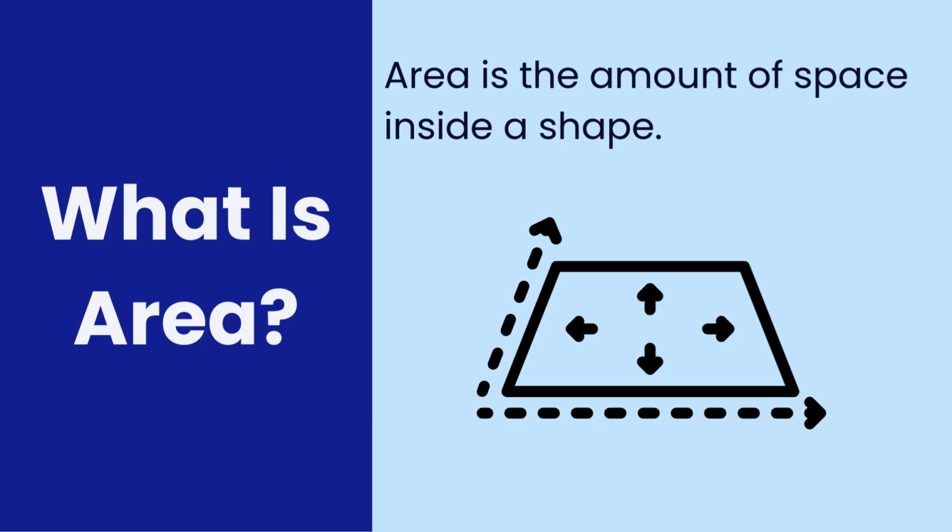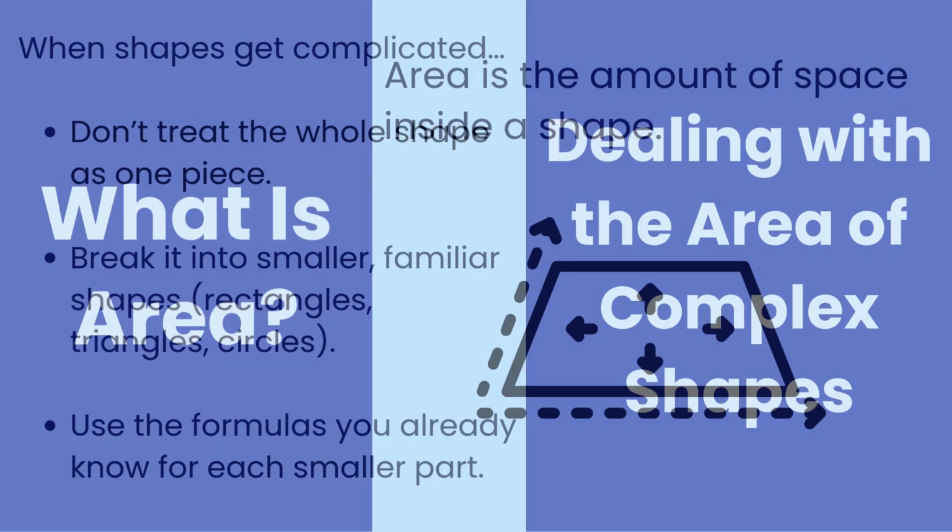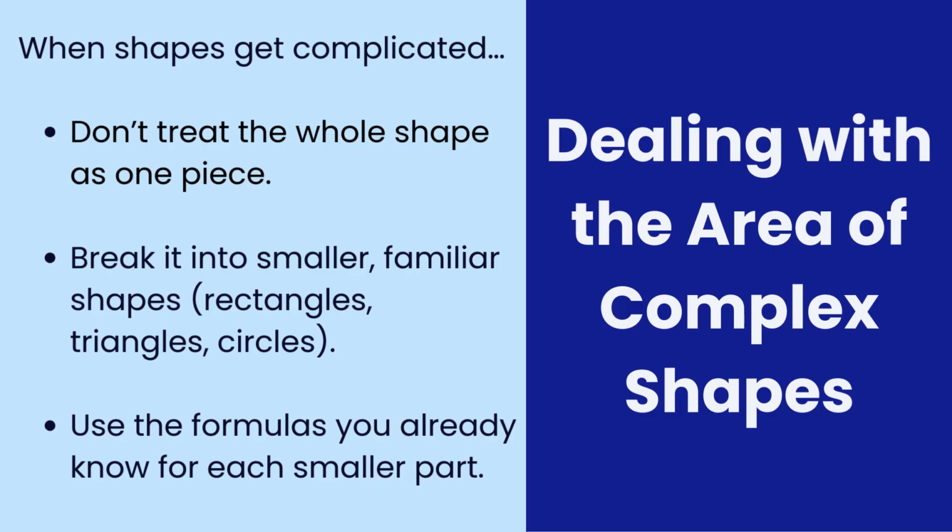Area is the amount of space inside a shape. Whenever we find area, our goal is to measure how much 2D space the shape covers on the inside. When a shape gets complicated, trying to use just one formula won't work. Instead, the smart move is to separate the shape into smaller pieces like rectangles, triangles, or parts of circles, so we can use formulas that we already know.